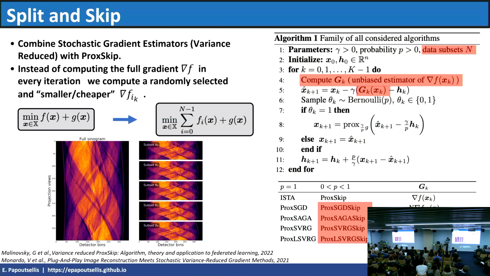I will not go into these details, but basically for SVRG and LSVRG, we compute stochastic gradients and we try to correct at some point using a full gradient computation.